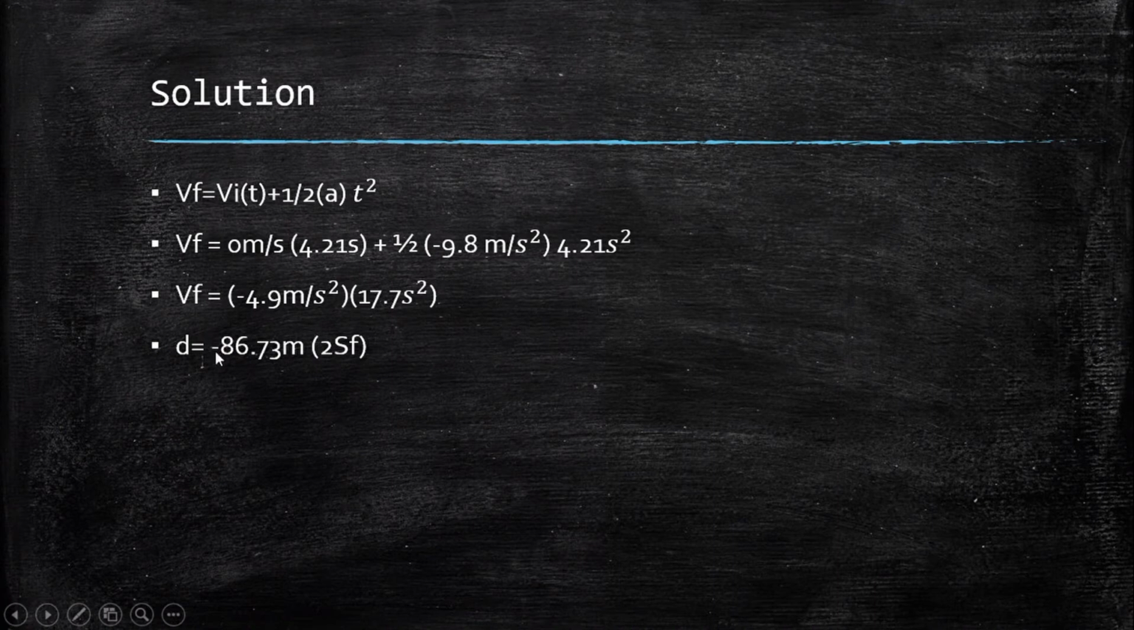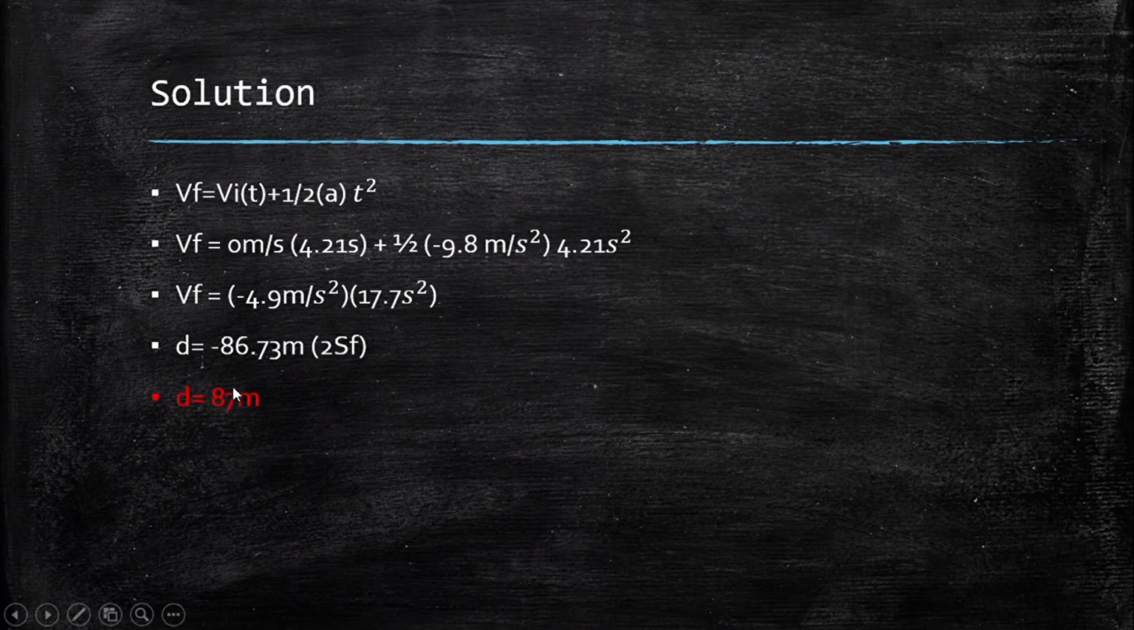So, tatanggalin natin yung negative kasi wala namang negative na distance. And then, two significant figures kasi negative 4.9 ay dalawa lang siya rather than 17.7 na tatlo. So, ito yung susundan natin. Two significant figures. And our final answer is 87 meters yung distance.